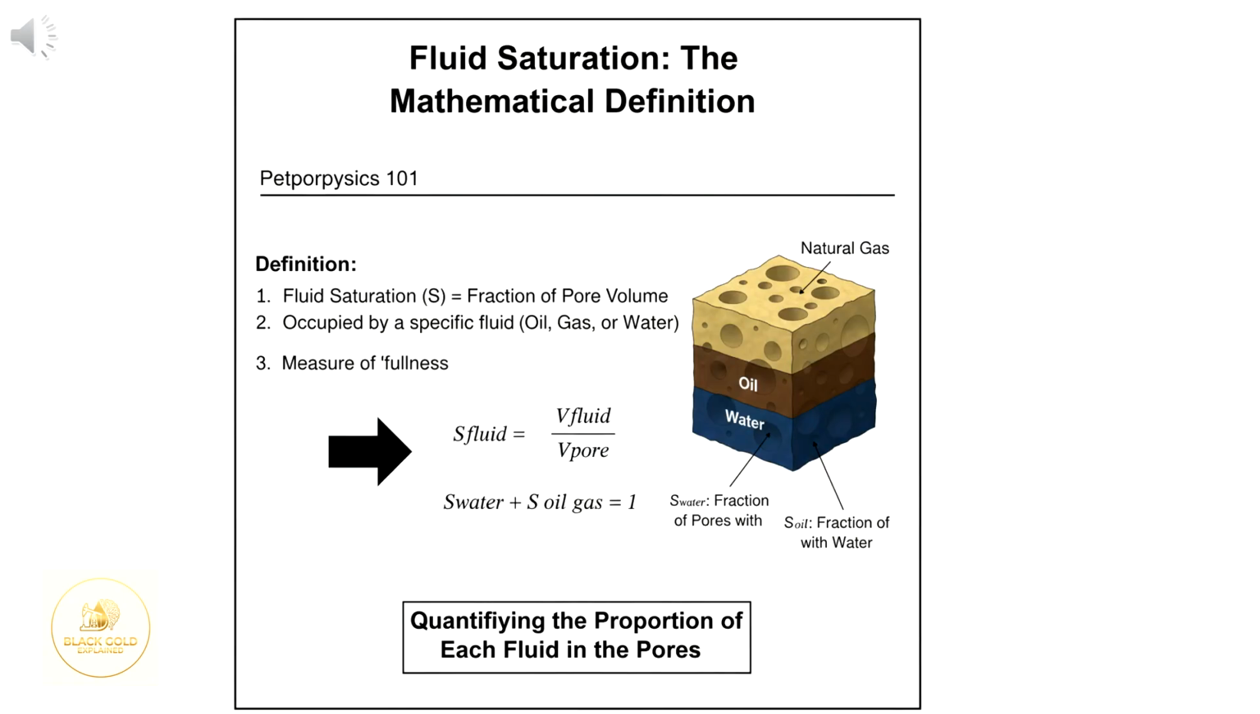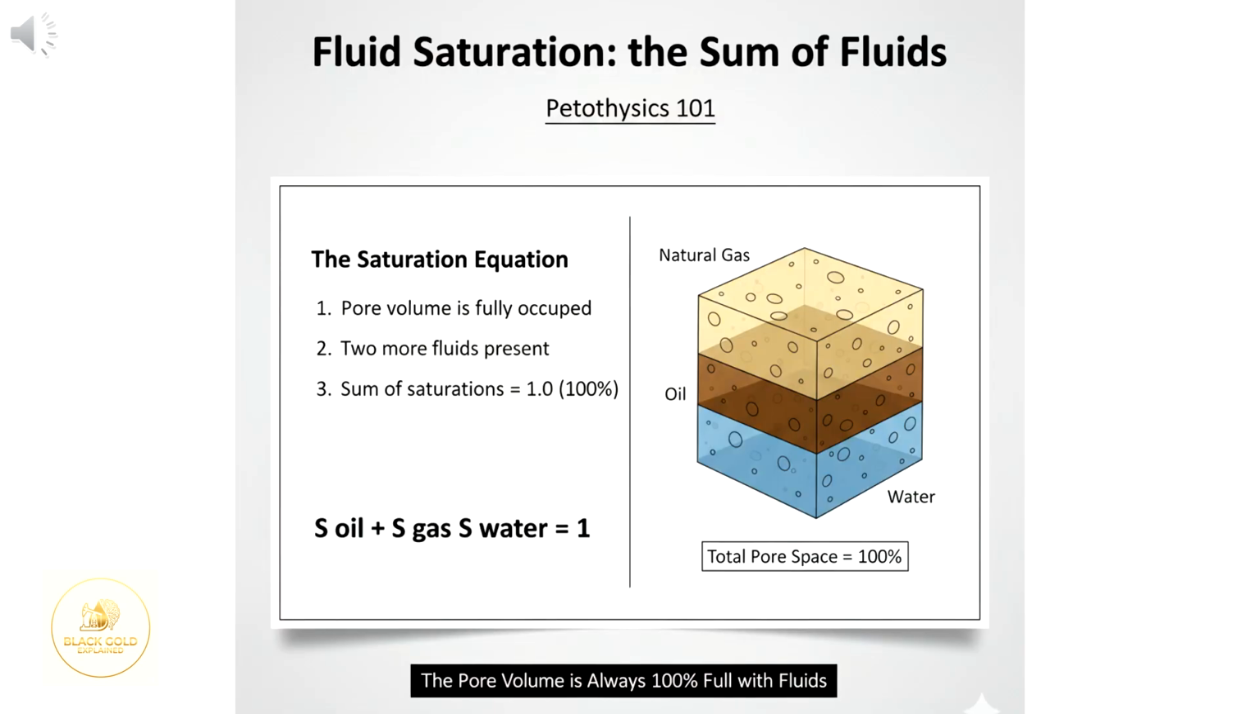Fluid saturation, S, is the fraction of the pore volume, V pore, that is occupied by a specific fluid, V fluid. It's the measure of how full the pores are with a particular fluid. Crucially, in a two-phase system, hydrocarbon and water, the saturations add up. Saturation of oil plus saturation of gas plus saturation of water equals 1.